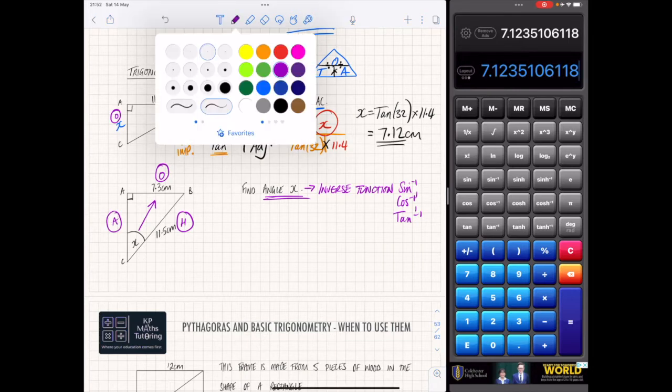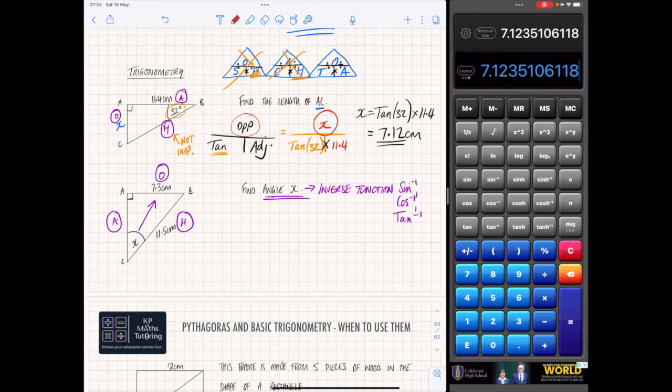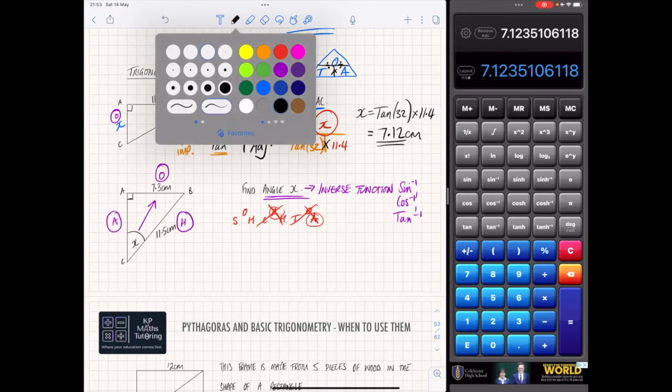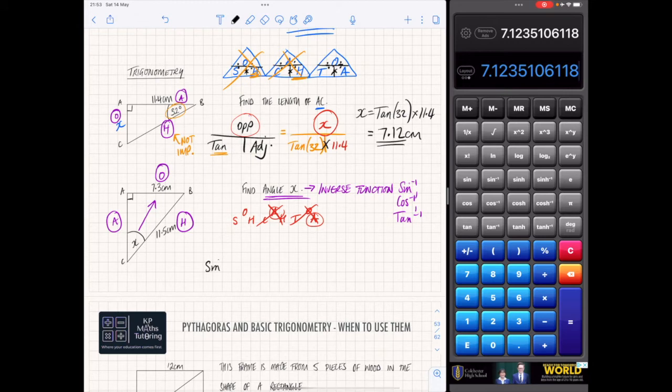I go back again and I write out my SOHCAHTOA so I can figure out which one not to use. In this case, I've been given the opposite, I've been given the hypotenuse, so adjacent is not important. So I cross out cos because it's got an A in it, I cross out tan because it's got an A in it, therefore I know I'm using sin. I write out sin and then opposite and hypotenuse down there.